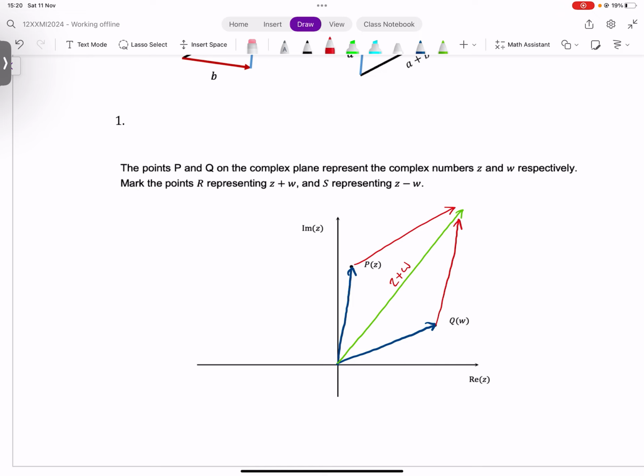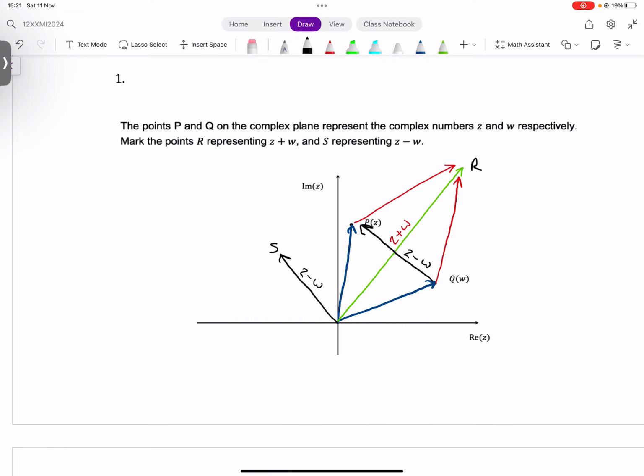And we know that z minus w is going to be this vector down here. So for z minus w, the head of the second vector goes over to the first. So z minus w is that there. If we represent z minus w as a point, it's going to be this vector over here. So that would be the position vector of z minus w. The position vector of z plus w is already there because it starts at the origin. So this would be point S, and this would be point R up here. And that's actually quite useful for extension 1 as well.